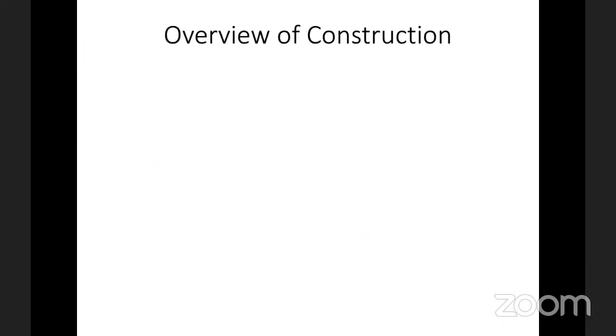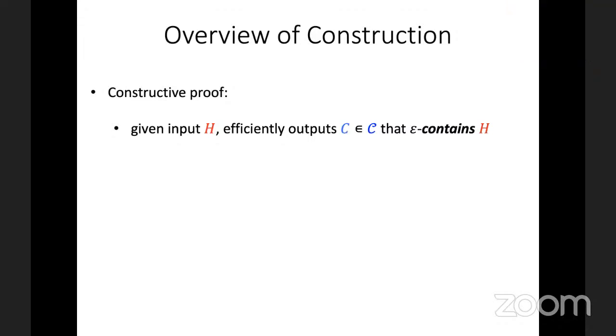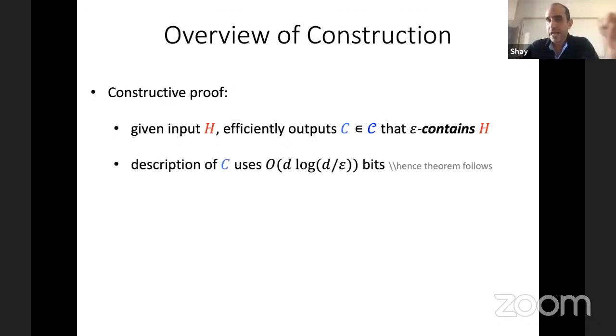Okay, so the proof, as I said, is constructive. So this is the idea. Given an input half space H, we efficiently output a container C for H, and the description of C will only use D log D over epsilon bits. And hence the theorem follows, because I give you an algorithm that, given an input H, outputs a description using D log D over epsilon bits of a set that epsilon contains H. So just take all possible descriptions, and two to the size of the description is the size of the family. So it's exactly what we said.